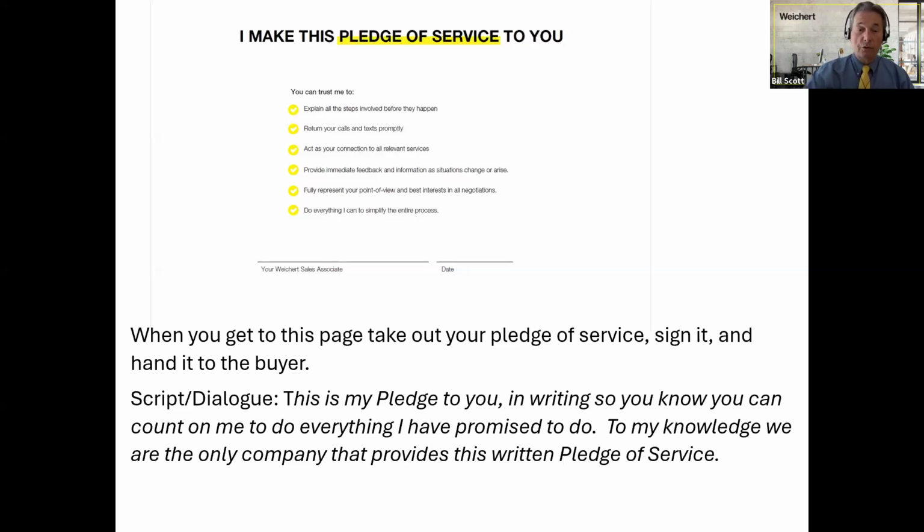Okay. So when you get to this page, what you're going to do is you're going to have this pledge printed out right next to you, and you're going to take it and sign it and hand it to them. And then you might say something like, this is my pledge to you in writing, so that you know that you can count on me to do everything that I have promised to do. To my knowledge, we're the only company that provides a written pledge to our customers like this. That's what you're looking for, isn't it?